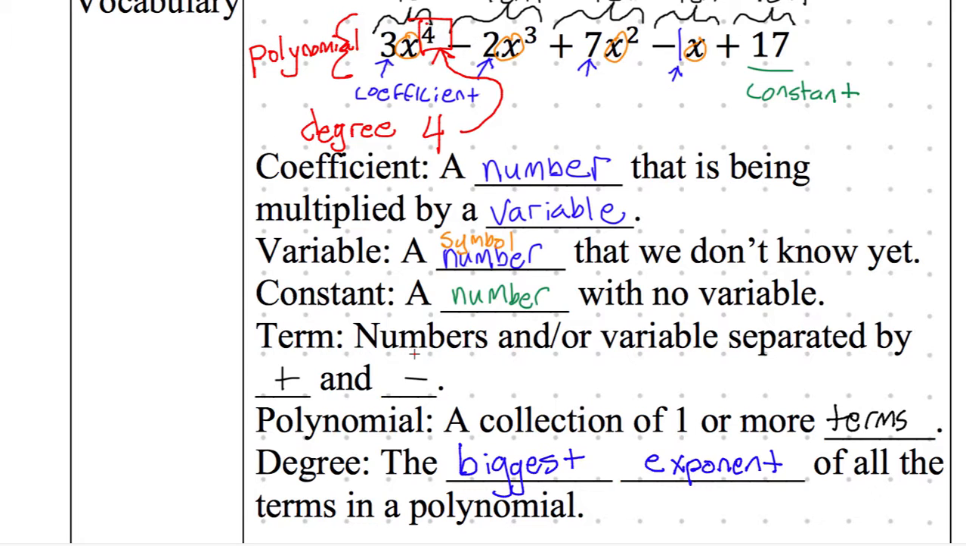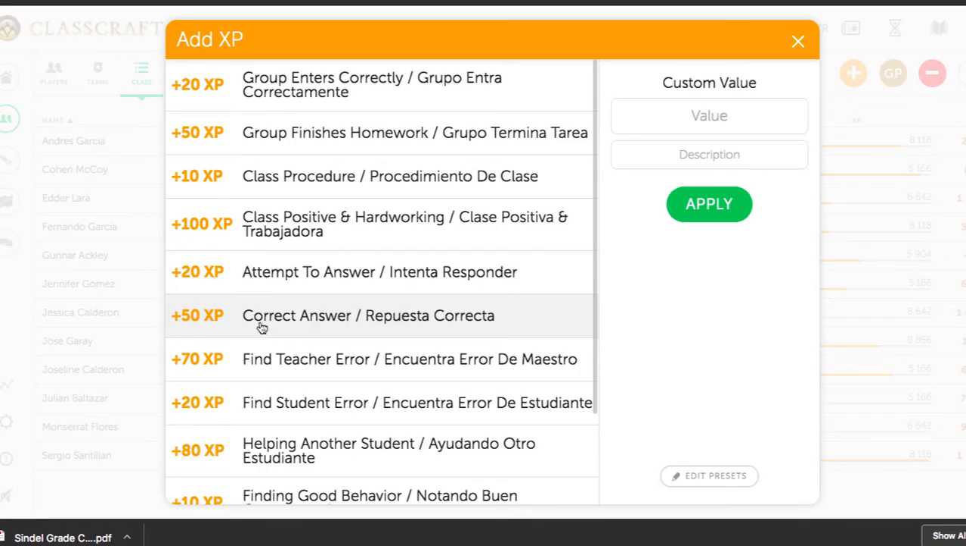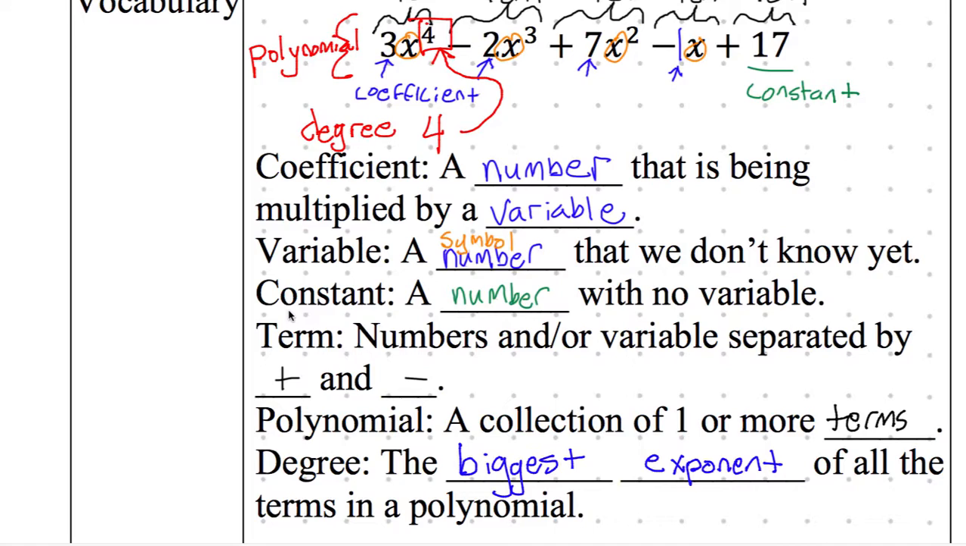I found a teacher error. You found a teacher error? Yeah, he didn't give me my XP. Okay. Gunnar did an attempt. Sergio got one right. I helped Gunnar with that. Mine too. And I did forget Jose as well.